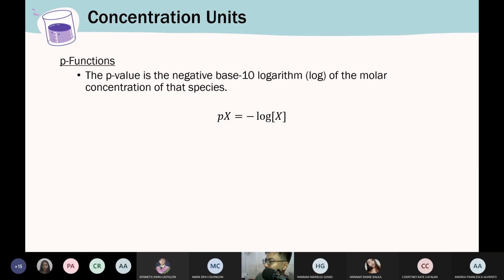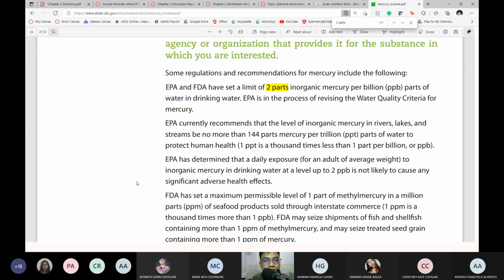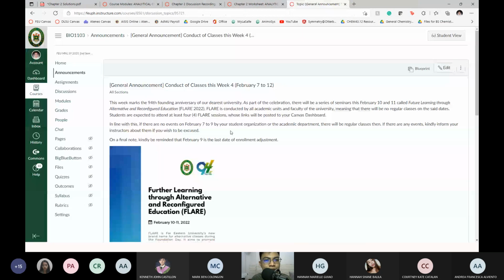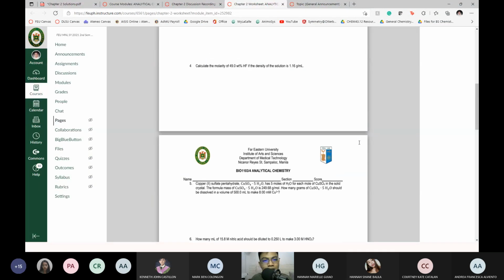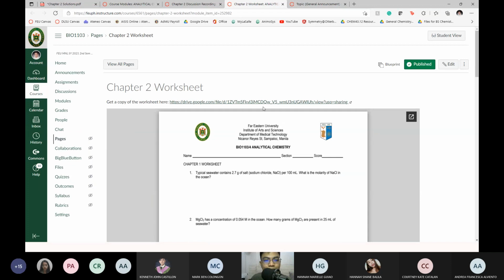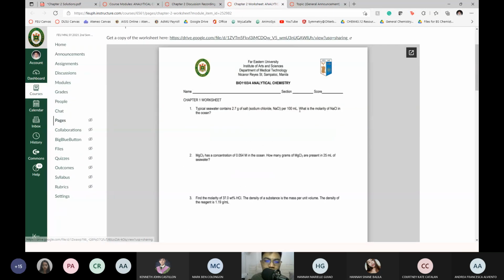Sir, sa worksheet po ba yun? Meron na pong answer sheet? Yes, meron na. Okay? So, andito yung worksheet again. So, let me just share it to you. Sa modules, punta kayo sa chapter 2 worksheet na. Nandun siya sa module 2. Ito yung file. Kung gusto niyo i-download, click this, print nyo.